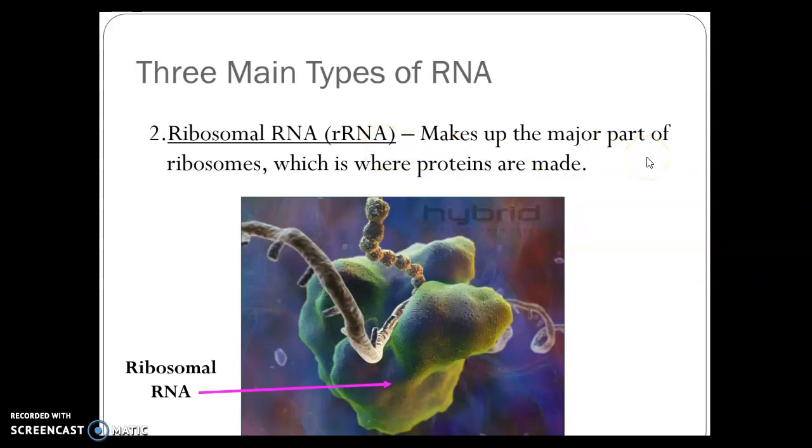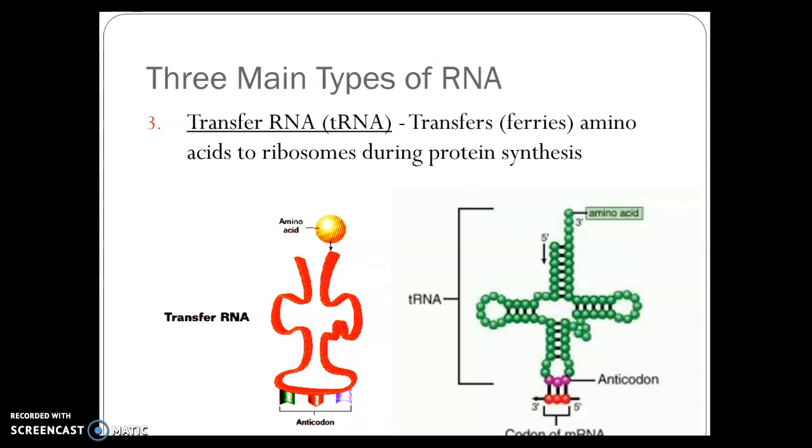Then you have ribosomal RNA, or rRNA. This is a major part of the ribosomes, inside the ribosomes, and ribosomes is where protein synthesis occurs. So again, hopefully you remember some of that from biology. And then the last one is called transfer RNA, or tRNA. And what this one does is it actually brings amino acids over to the ribosomes so that the mRNA and the ribosomes and the tRNA can all come together and create a strand of amino acids.